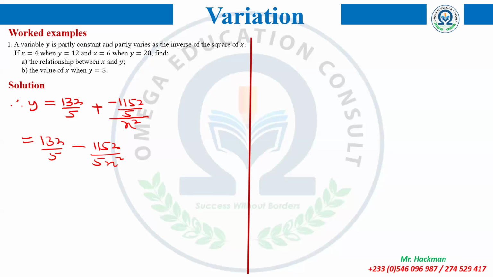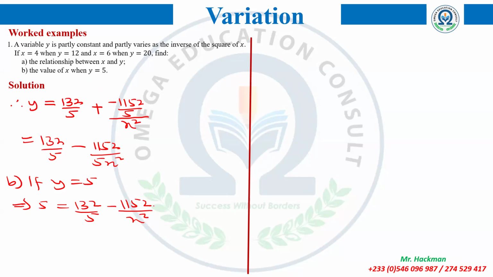Okay, so at this point, you are in a comfortable lead. So we are done with A, now B. If Y is equal to 5, now Y is only in terms of X. So you can predict X knowing Y, you can predict Y knowing X. And that's what the question is asking us to do. So if Y is equal to 5, this implies that 5 will be equal to 132 over 5 minus 1152 over 5x squared.